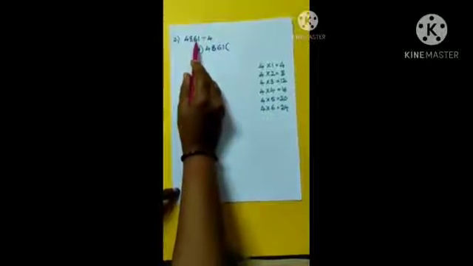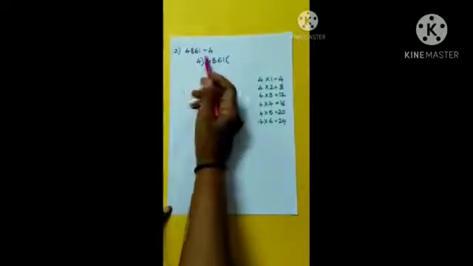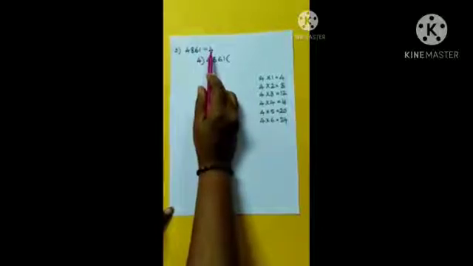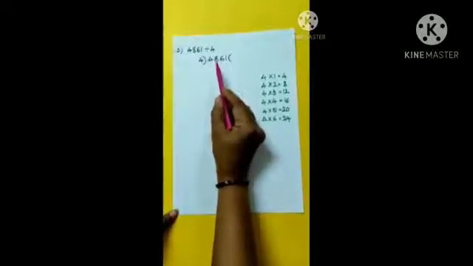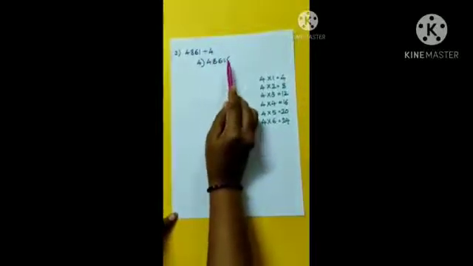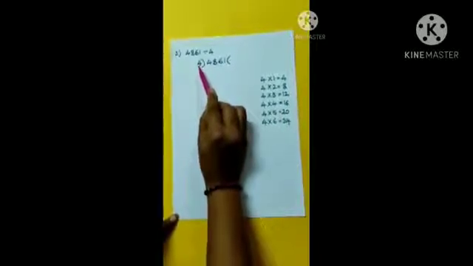Question number 2. 4861 divided by 4. Here, what is the dividend and what is the divisor, children? Yes, 4861 is the dividend and 4 is the divisor. Now, let us arrange the numbers. We write 4861 in between the brackets and we write 4 to the left side of the bracket.